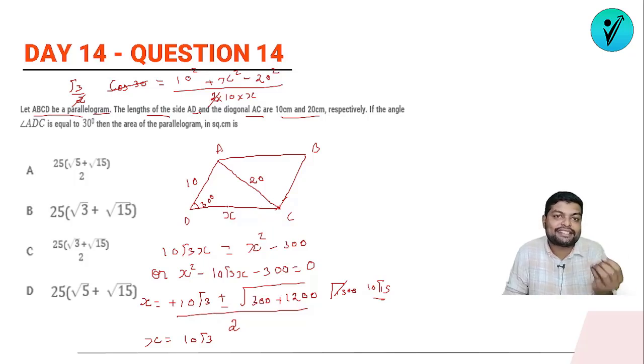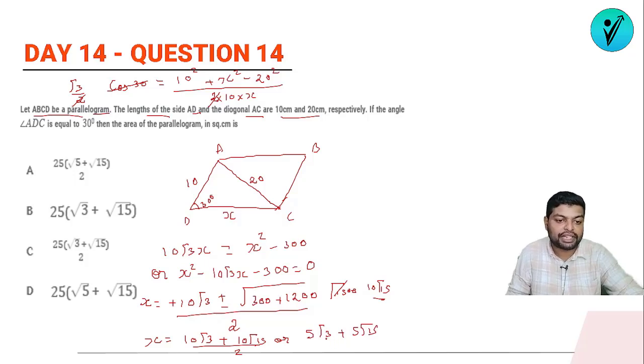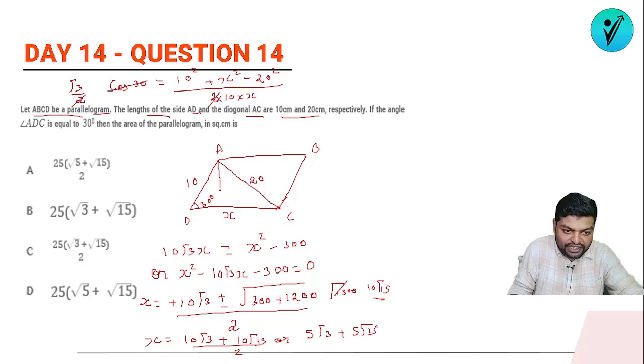Okay, the side of anything is never negative. So the only value of x I will be taking is 10 root 3 plus 10 root 15 divided by 2, or you can say that it will be 5 root 3 plus 5 root 15. Okay, 5 root 3 plus 5 root 15. Now I have the value of base x. Okay, if suppose I somehow find out its height also, my job will be done.